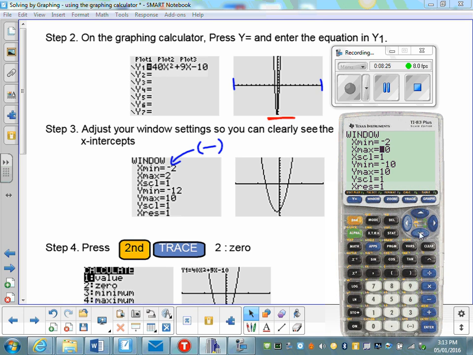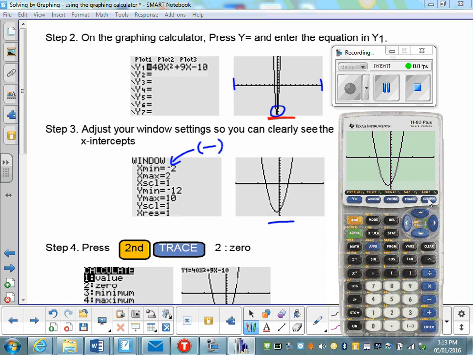So for the x values, I'm going from negative 2 to positive 2. And I'll leave the scale as 1. And you can see that the bottom of my parabola here, we almost don't quite see. So I'm going to move the y minimum down a little bit so I've got room there. So I'm going to make the y minimum negative 12. And we'll go up to 10, that's good. And we'll leave everything else. And now when I hit graph, I get this graph here.